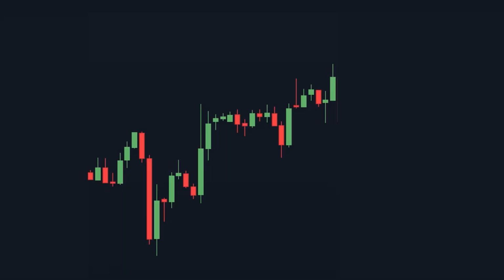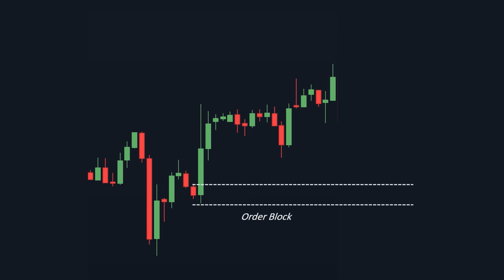The idea behind these zones is that they represent areas where a lot of buy or sell orders have been executed. Traders often see these as potential reversal points, where the price might change direction. By using these zones in our strategy, we can take advantage of the high likelihood of price reversals.